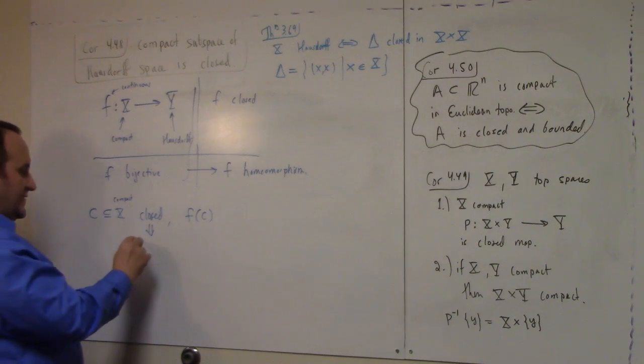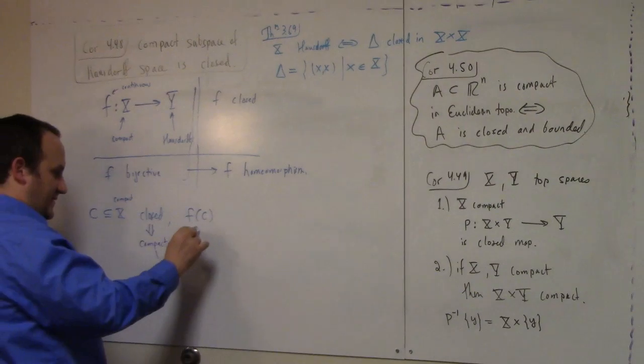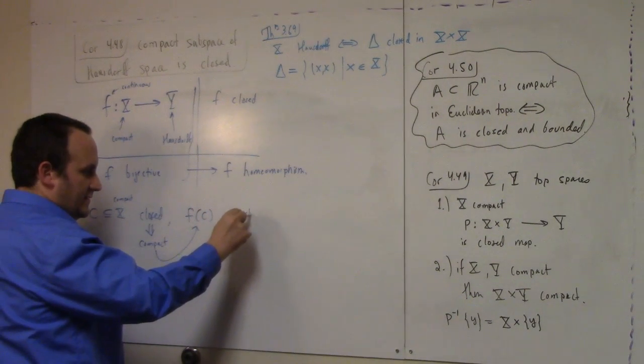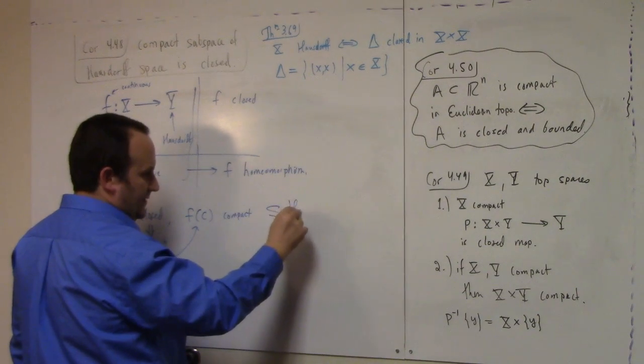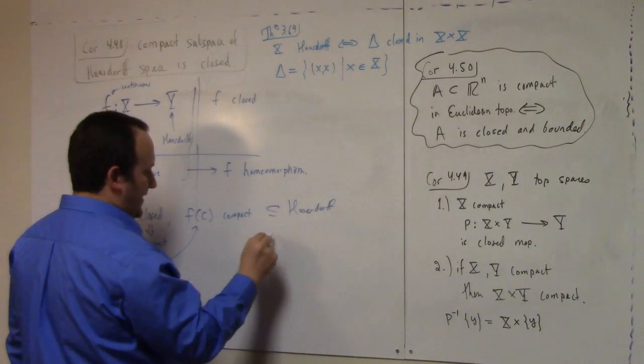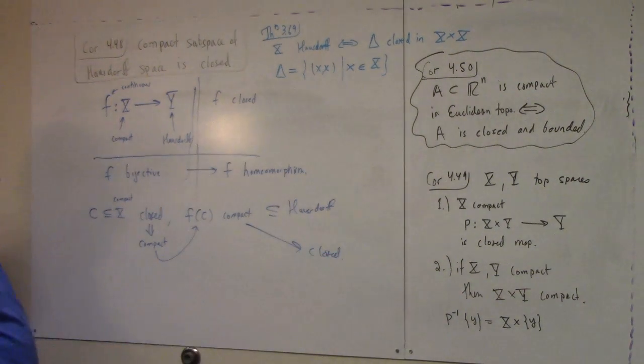So closed implies compact. That then means f of C is compact, since the continuous image of compact is compact. And Y is Hausdorff, so f of C is closed, being a compact subset of a Hausdorff space. Then that implies closed, which then says that the mapping is closed.